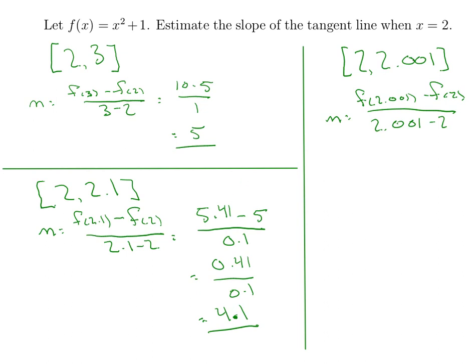Notice all that I'm doing, though, is making these two points, these two x values, get close to each other. If I call this starting point 2 and the second point 2 plus h, then over here, h is 1. Over here, h was equal to 0.1, and over here, h was equal to 0.001. So in each of these, I'm just making h get successively smaller, closer to 0. That's a numerical approximation of a limit.